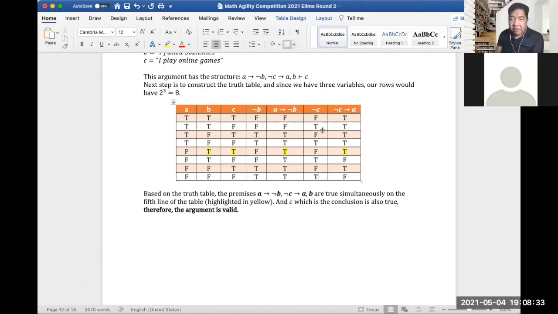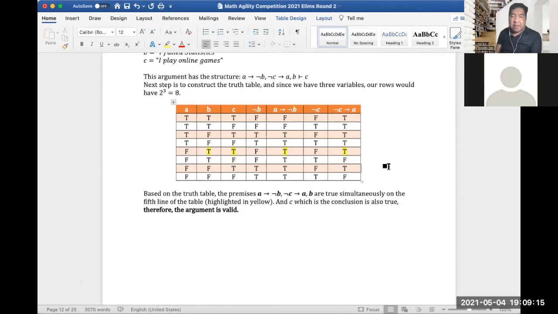And now for the last column, which is negation of C conditional to A, right? Again, we will follow the same rule for conditional. It would only be false when negation of C is true and A is false. So that would only happen at the last row. The rest are already true here. Because look at the last row. Negation of C is true and A is false. So that would give us false, right?